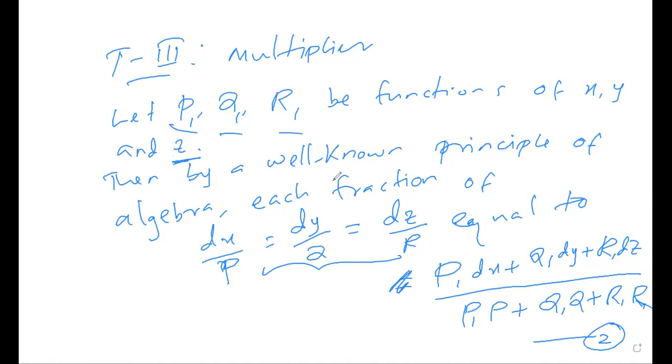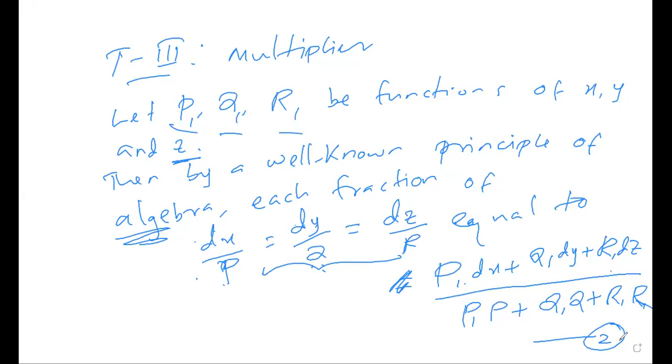Then by a well-known principle of algebra, each fraction of dx over P, dy over Q, dz over R can be equal to this. So what is happening? I have multiplied the numerator and denominator of the first by capital P1, this by capital Q1 and this one by R1. Then I add all the numerators and divide by all the denominators multiplied by P1, Q1, R1. So hope you have written.